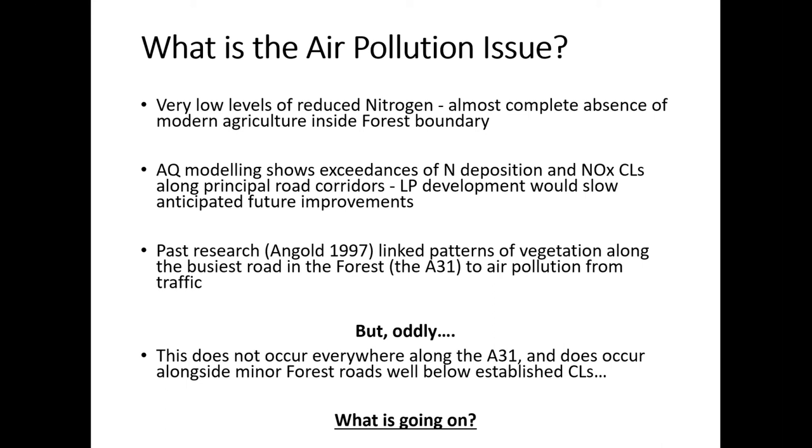And oddly, although Angold picked up this particular pattern along the A31, it doesn't occur everywhere along the A31, which is strange, given that the road is busy for its entire length. In some parts, heather-dominated heathland comes right to the carriageway. In other parts, it's 200 metres back. So what is going on there? And on other very minor forest roads that are well below their critical loads for pollution, sometimes you have very wide grass strips. So what is going on?